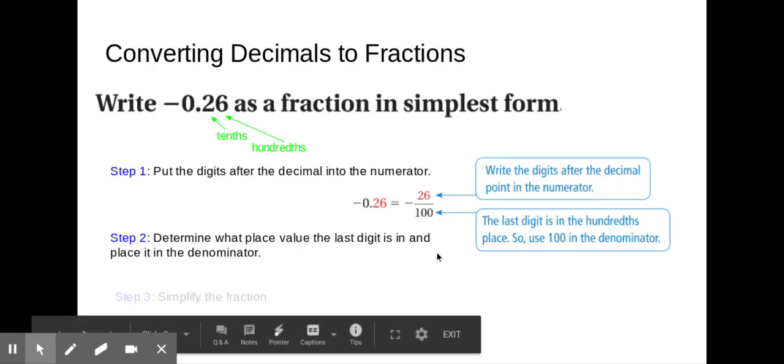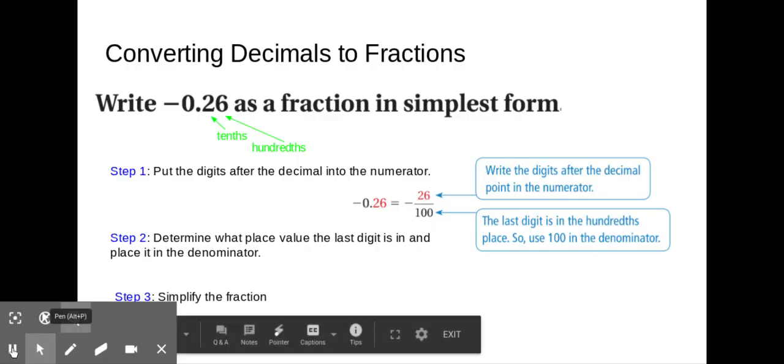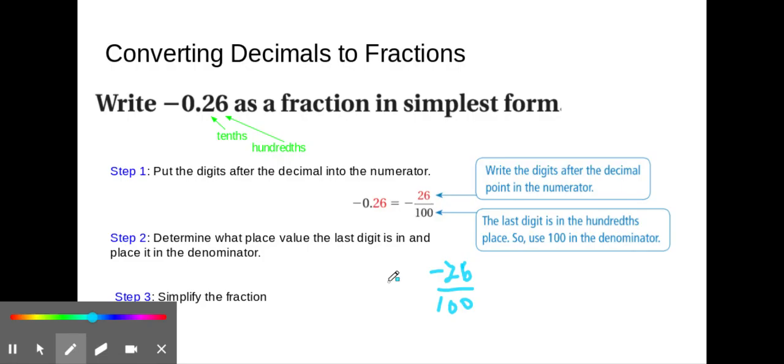And finally, I just need to simplify the fraction. So I have negative 26 hundredths, and I need to find the greatest common factor. In this case, the greatest common factor is 2. So I'm going to divide the top by 2, and if I divide the top by 2, I have to divide the bottom by 2 as well.